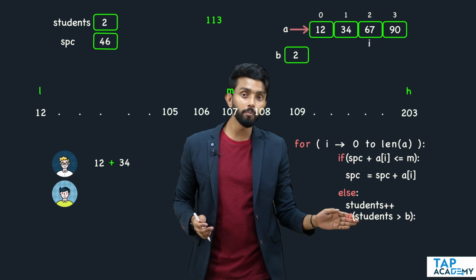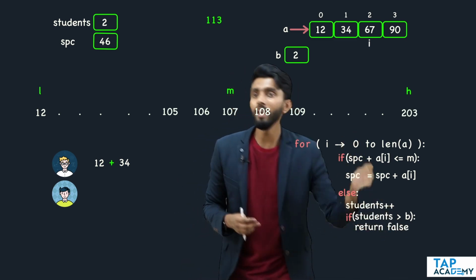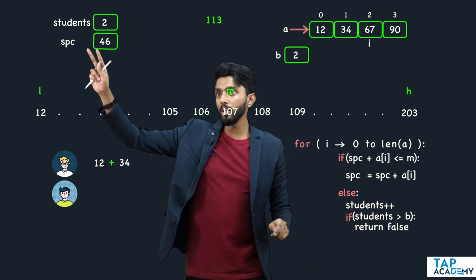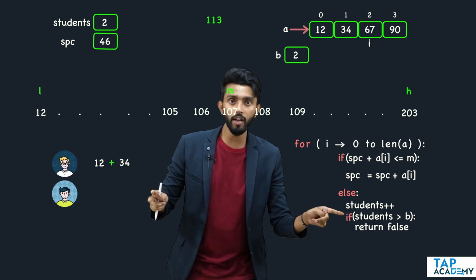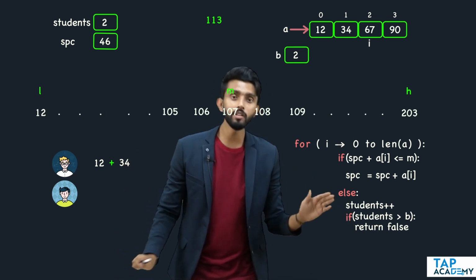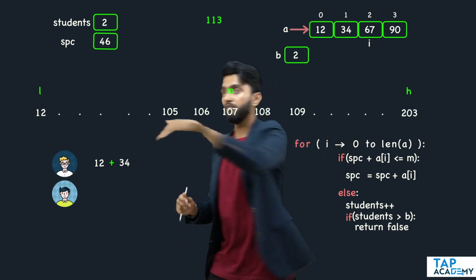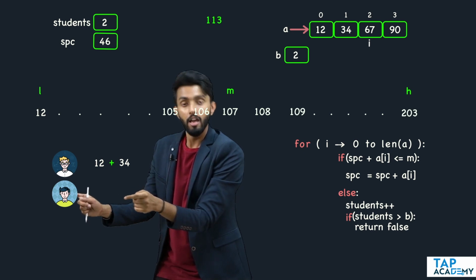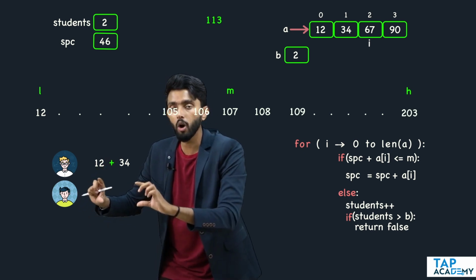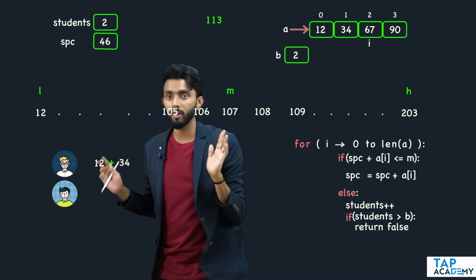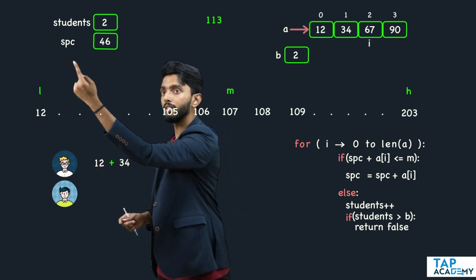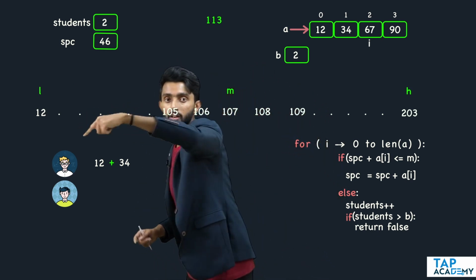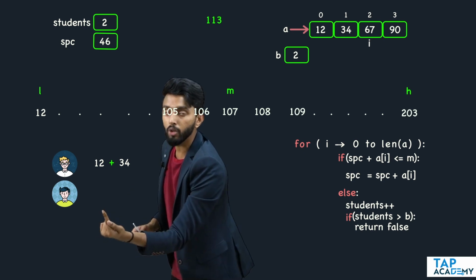So, if it was greater than B, I would just return false, telling, hey, this cannot be a solution. But in this case, the student's value is 2, B value is 2, which means it's not greater, so I am still correct. Now I want to tell that, hey, listen, the first student is over. Now, for the second student, I want to allocate 67, which means his page count is going to begin from 67, because for the first book only 67 is there. But look at this student page count, 46. 46 was the page count of the previous student. Now it is a new student. His value starts from 67.